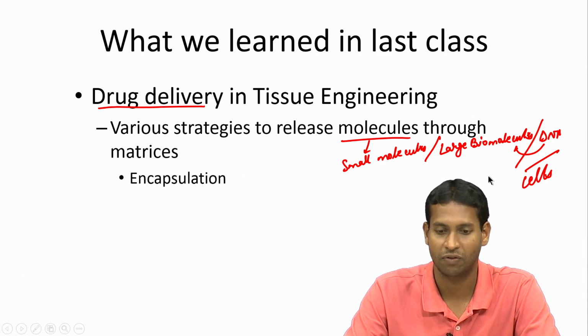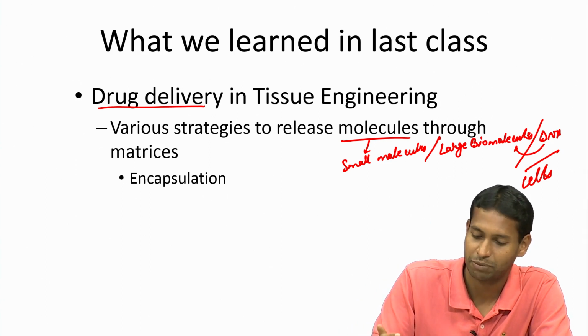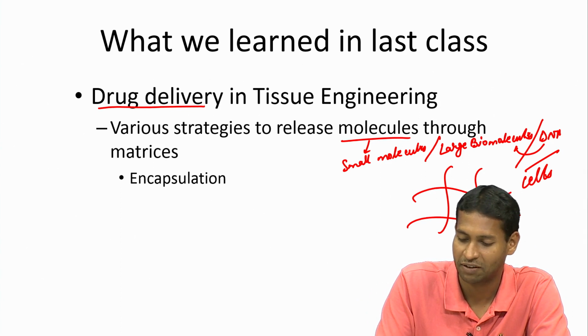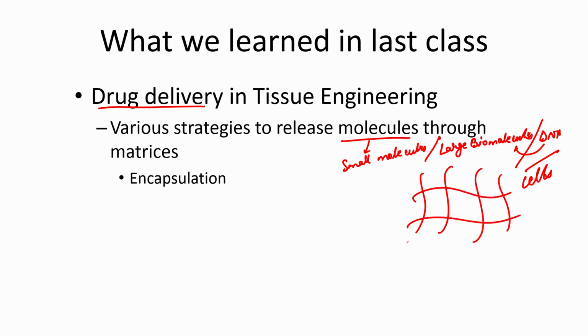And so, we talked about one simple thing, which is encapsulation. You essentially use size, and we have talked about this several times in the hydrogel class and in other polymer matrices classes. Let us say you have a mesh network which has a pore size of 5 nanometer, and if your drug itself is 10 nanometer, then it is going to be staying there, and you can slowly degrade these matrices to release this drug over time.